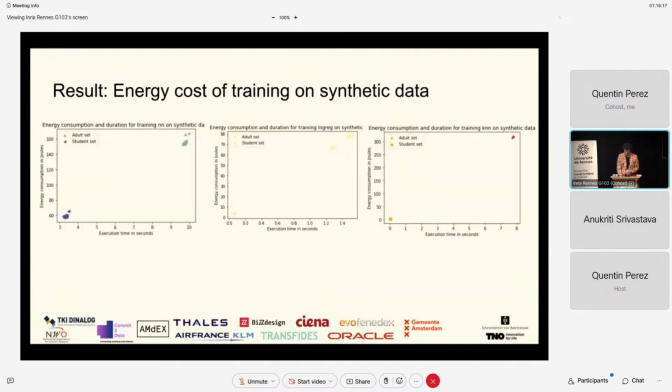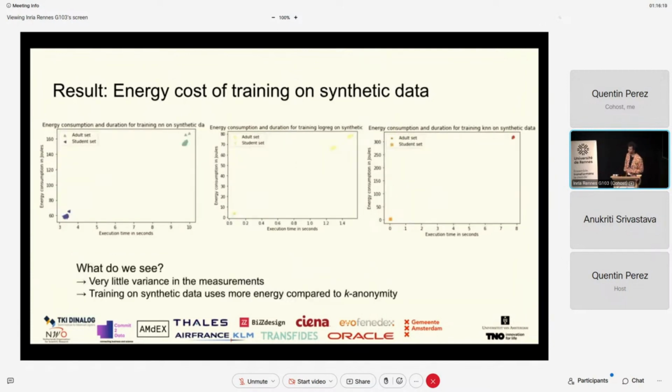Then for the synthetic data, what we saw is that there's very little variance in the measurements. They are really tightly put together. And training on synthetic data uses more energy compared to k-anonymity, which makes sense because synthetic data, of course, mimics our original data set.